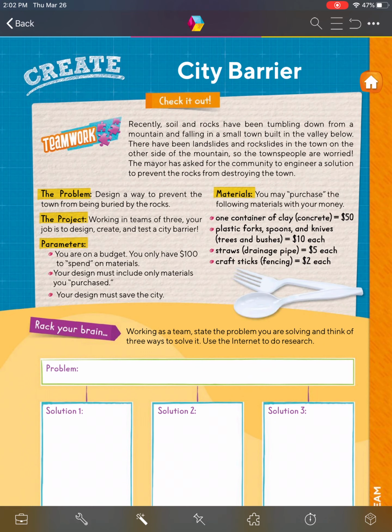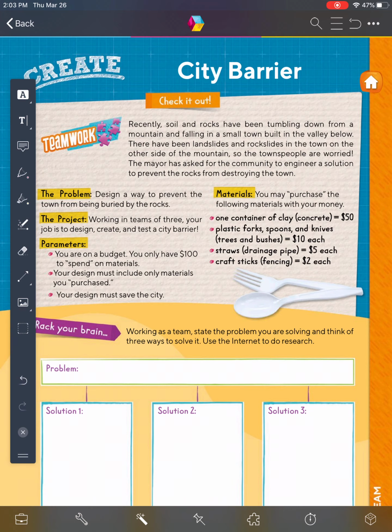Okay, so it's time to create. It's time to solve problems and to be creative. This time we are going to create a city barrier. What does that mean? Okay, check it out.